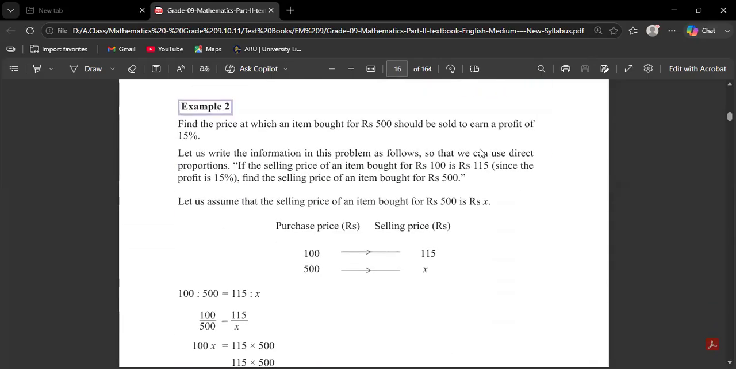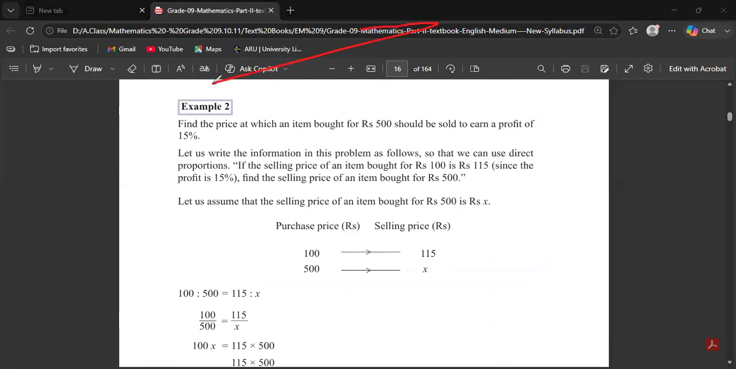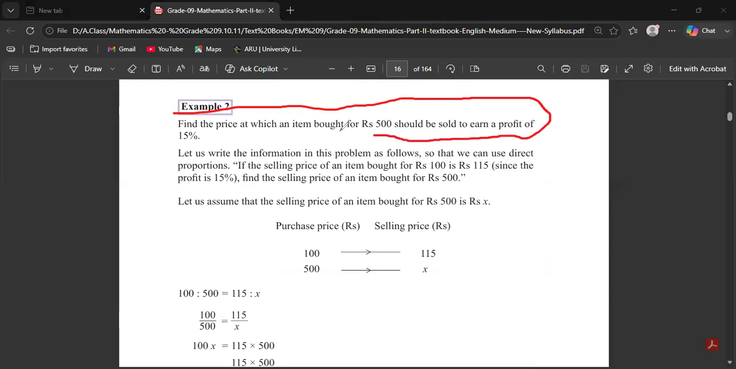Here, write down this one. I will explain. Find the price at which an item bought for 500 rupees should be sold to earn a profit of 15%. I will explain. Just write down this question.